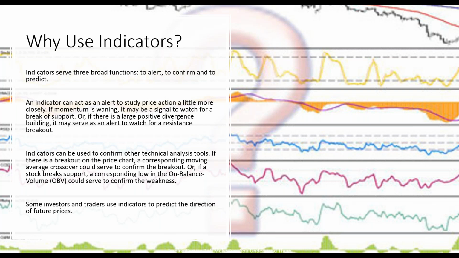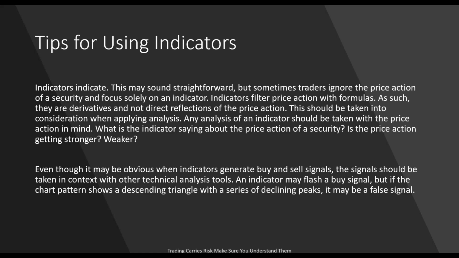If there's a breakout on the price chart, a corresponding moving average crossover could serve to confirm the breakout. Or if a stock breaks support, a corresponding low on the on-balance volume could serve to confirm that weakness. Some investors and traders use indicators to predict the direction of future prices. Now remember, indicators indicate. That's exactly where the name comes from.